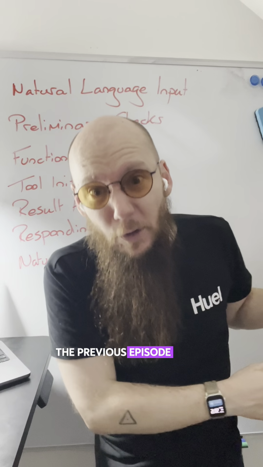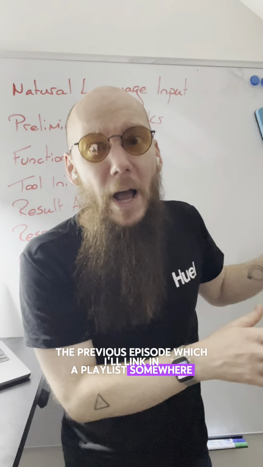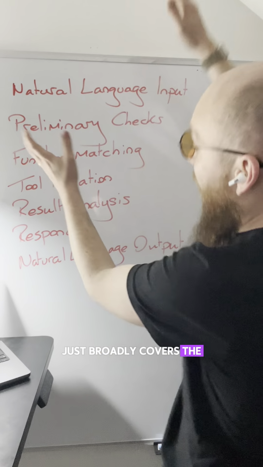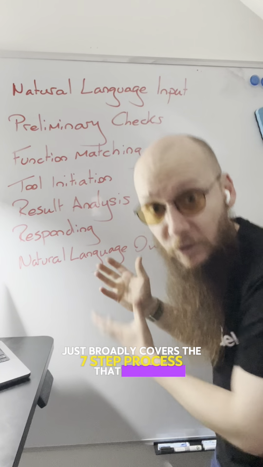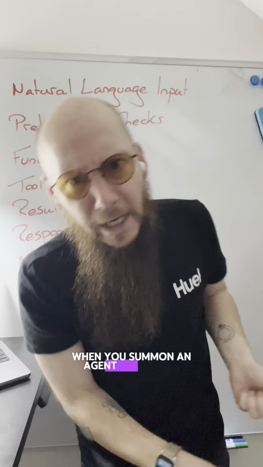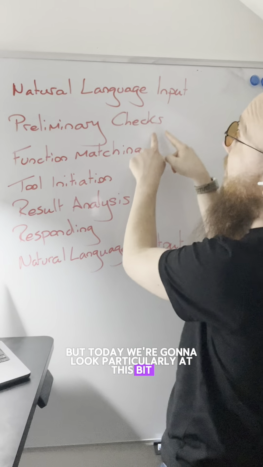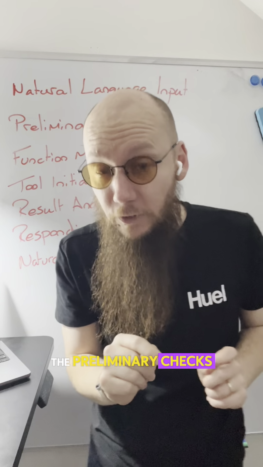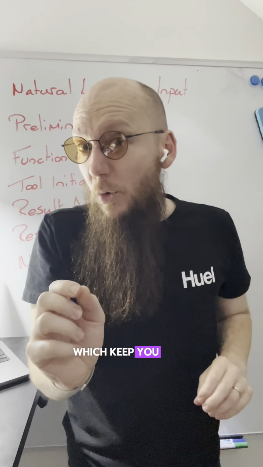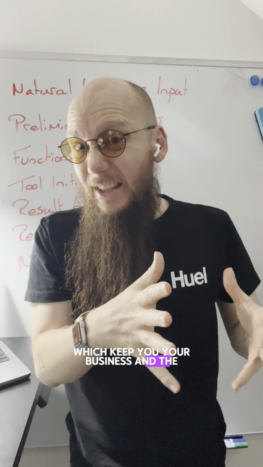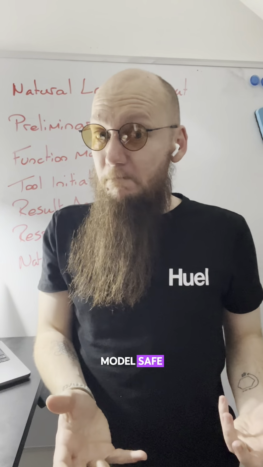The previous episode, which I'll link in a playlist somewhere, just broadly covers the 7-step process that happens when you summon an agent in Copilot. But today, we're going to look particularly at this bit, the preliminary checks, which keep you, your business, and the large language model safe. I say safe.